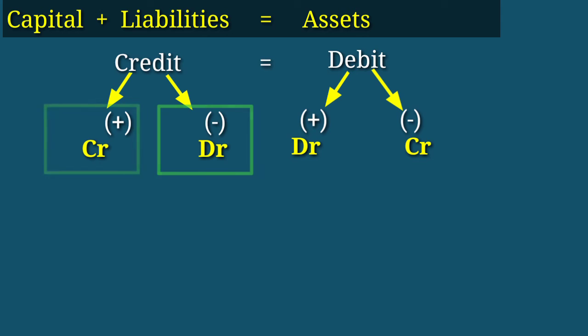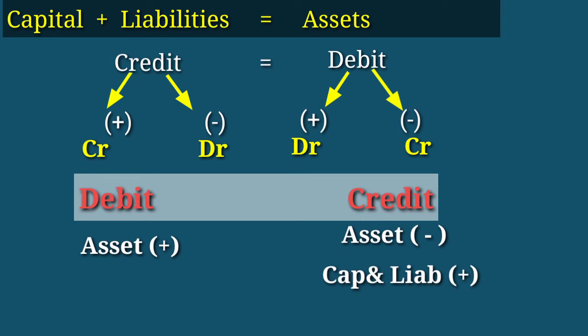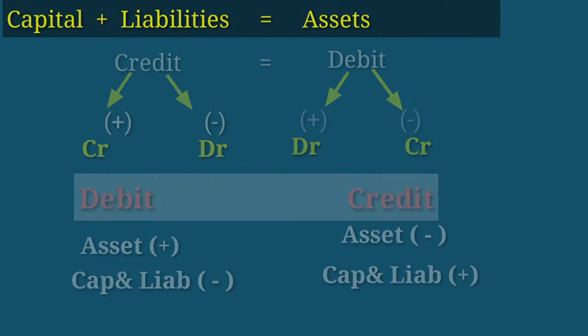Is it clear? We can say it like this also. When an asset is increasing, we will debit. When an asset is decreasing, we will credit. When a liability is increasing, we will credit. And when a liability is decreasing, we will debit. Okay. Now we can try to make journal entries through this accounting equation.